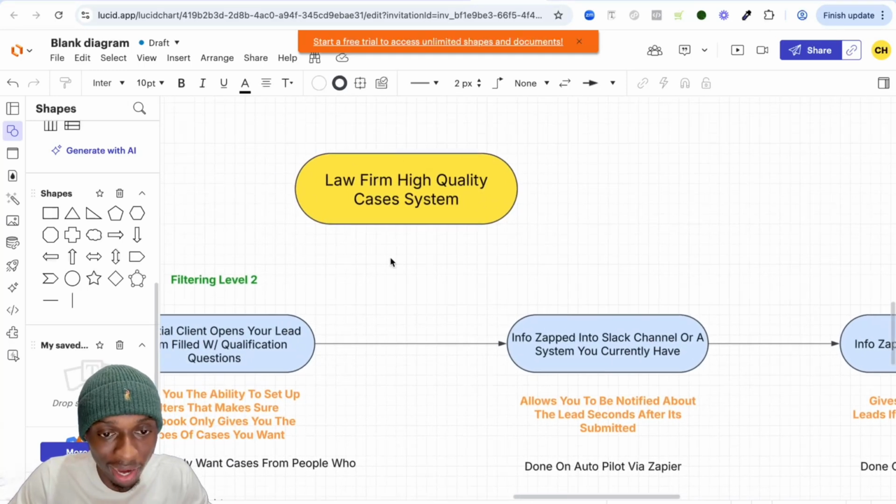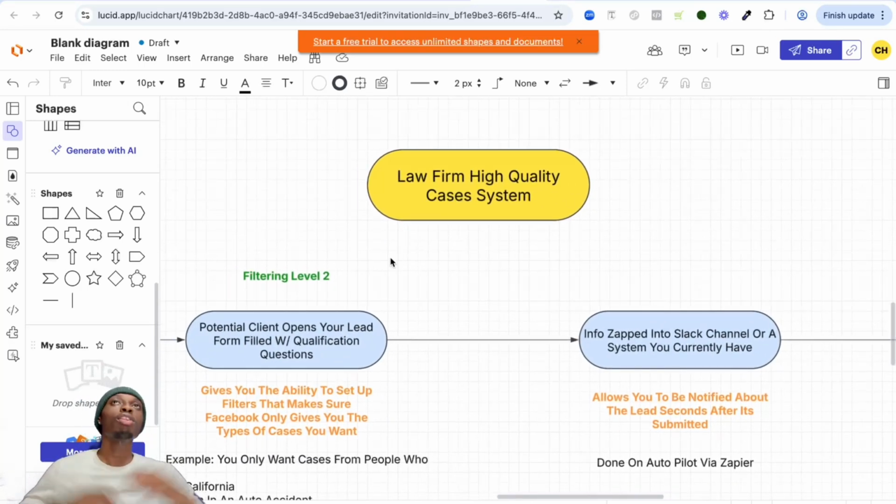Law firm high quality cases system. We all know, I'm going to say it again, you need to be able to generate high quality leads to be able to generate high quality cases. So what I tell people, focus on the thing that gets you the most high quality leads. Develop a system that'll do that, because those leads will turn into cases.